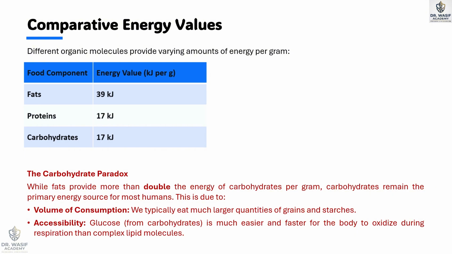Firstly, we eat larger quantities of carbohydrates, meaning dense starches and grains like rice, bread, and potatoes, than we do pure lipids. Secondly, and most importantly for your exams, is accessibility. Glucose, which is the monomer building block of carbohydrates, is incredibly easy and rapid for your cells to break down and oxidize during respiration. Complex lipid molecules, on the other hand, require a far longer, more chemically exhausting metabolic pathway to convert into usable energy. So fats are an incredible long-term storage vault, but carbohydrates are the high-speed cache that your cells need to spend right now to power your life.